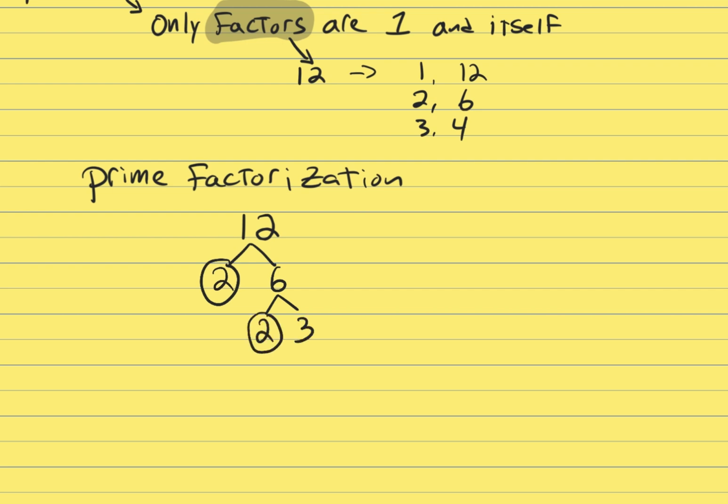And 2 is a prime number, so I'm going to circle it. And 3 is a prime number, so I'm going to circle it as well. So now I can't break down 2 because it's prime. I can't break down the other 2 because it's prime. And I can't break down the 3 because it's prime.